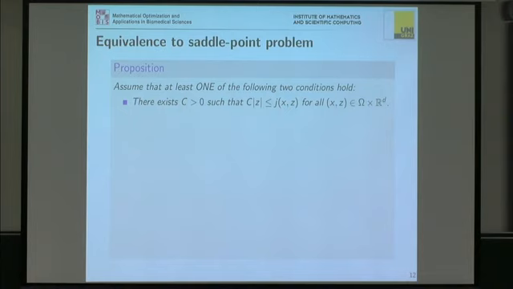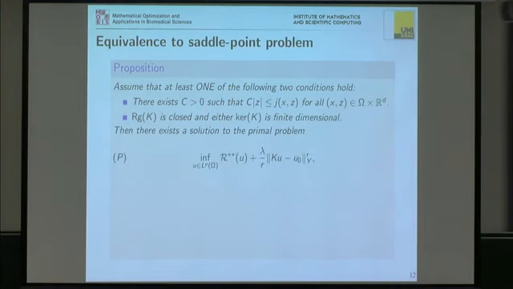And there are two situations that we can consider. Either the integrand is uniformly bounded away from zero, which is also what we had before in the result of Fusco, where we had this explicit characterization, or we assume that the forward operator has closed range and finite dimensional kernel. And I will comment on this in a second. But if either of the two assumptions is satisfied, then one can show that there exists a solution to the primal problem.